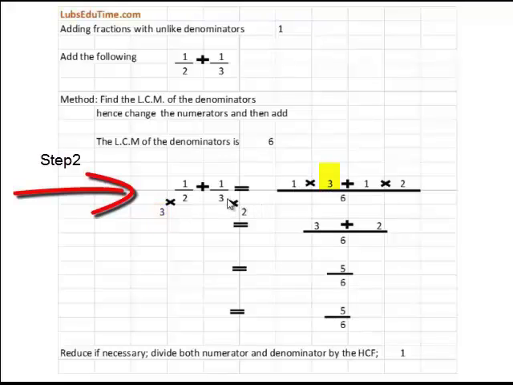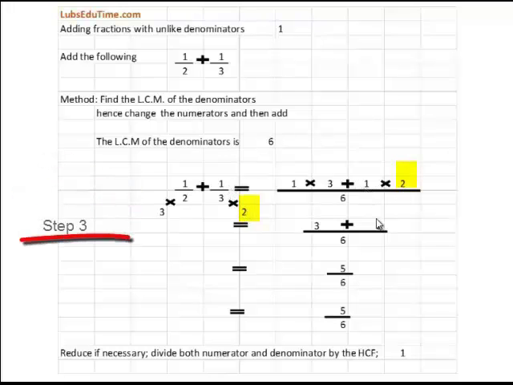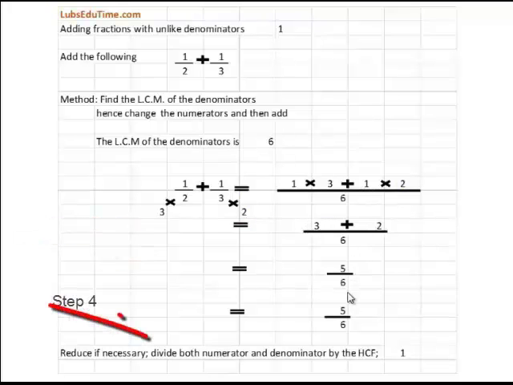What number do I multiply 3 by to give me 6? That's 2. 2 times 3 is 6. And you multiply that same number by the numerator. So it's 2 times 1 is 2. So you add that. So it becomes 3 plus 2, that's 5. 5 over what? 5/6. That's your answer here.